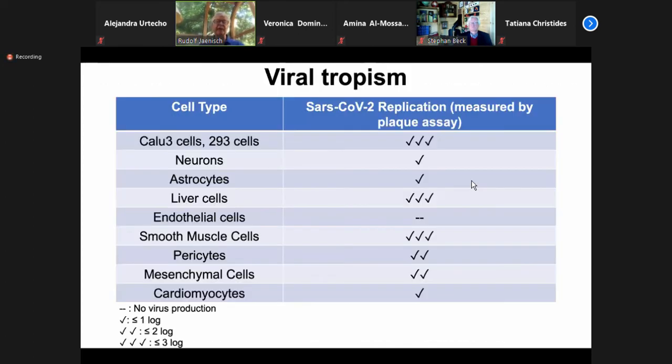So to summarize what these tropism experiments told us, CALO3 cells, 293 cells, all standard cells, they produce a lot of virus. Neurons, very little, if any. Astrocytes, very little. Liver cells are quite good at producing virus. Endothelial cells, absolutely not infectable in our experiments. Smooth muscle cells, as I said, very highly infectable, and they survive. Pericytes, less so, mesenchymal cells also produce, and cardiomyocytes, we can detect virus replication, but less so.